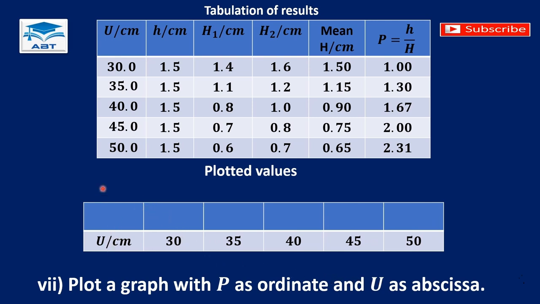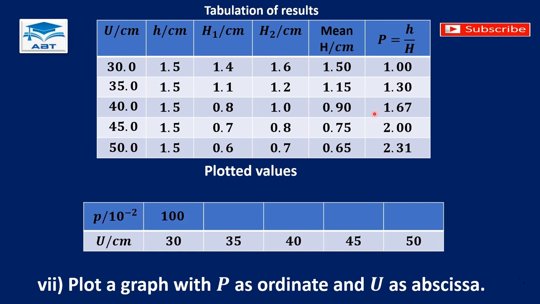So for the values of U, we have 30 centimeters, 35, 40, 45, and 50. We can easily plot them on the graph. But for the values of P, we have to change them to standard form for us to be able to plot them easily. So we move this point 1, 2 to the right and record this as 100 times 10 exponent negative 2.